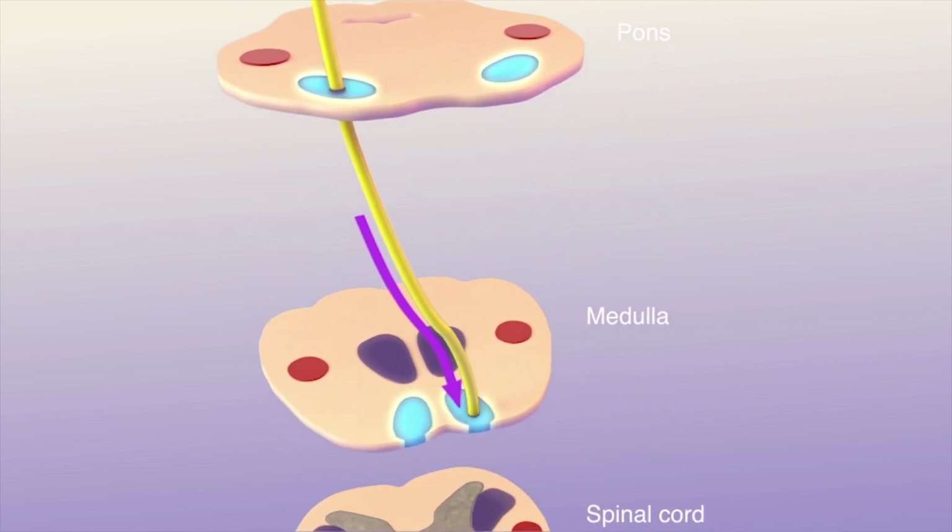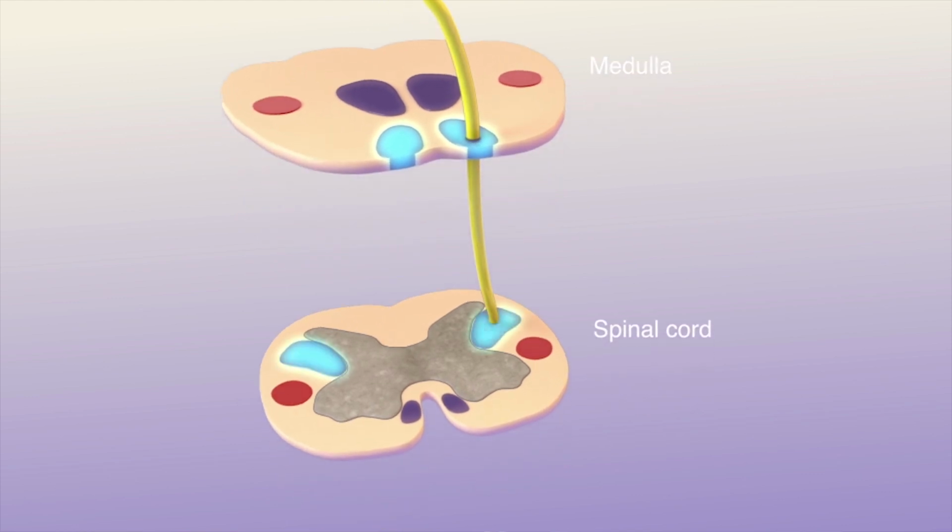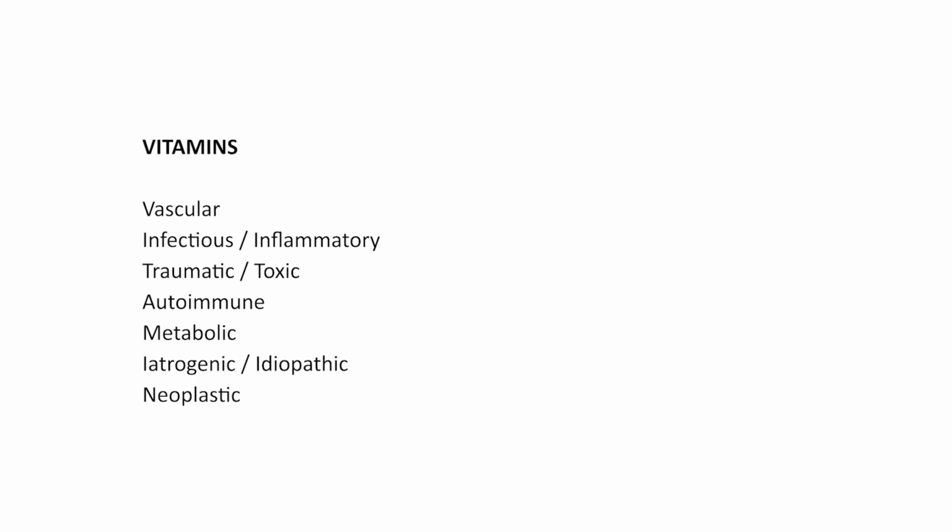Now that you have localized where the lesion is, do you know what is causing the lesion? Remember, there's a mnemonic to remember different etiologies. That's VITAMIN: V is for vascular, I is for infectious or inflammatory, T for traumatic or toxic, A for autoimmune, M for metabolic, I for iatrogenic or idiopathic, N for neoplastic. Given the acuity of symptoms, the etiology is probably going to be vascular.